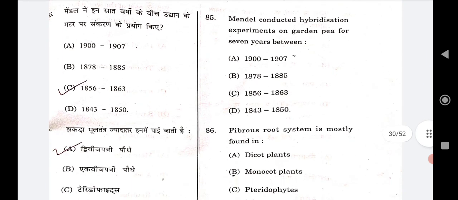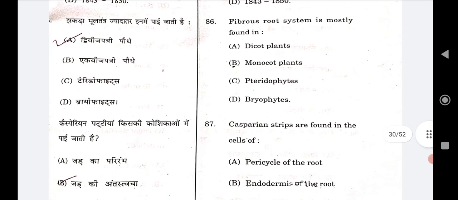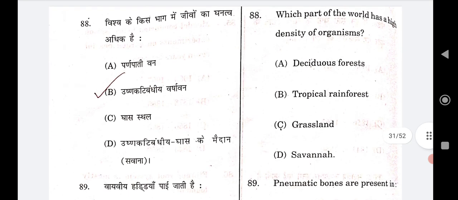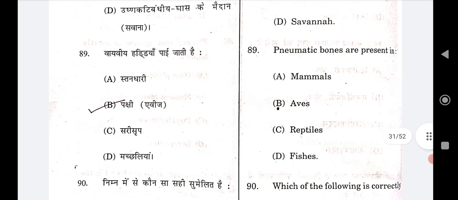Mendel conducted hybridization experiments on garden pea for 7 years between 1856 to 1863, that is C is the correct one here. Next question, fibrous root system is mostly found in monocot plants. A is the correct one. Casparian strips are found in the cells of, so the correct answer is endodermis of the root, that is B. Next question is, which part of the world has high density of organisms? So correct answer is tropical rainforest. B is the correct one here. Pneumatic bones are present in aves, in birds, that is B.